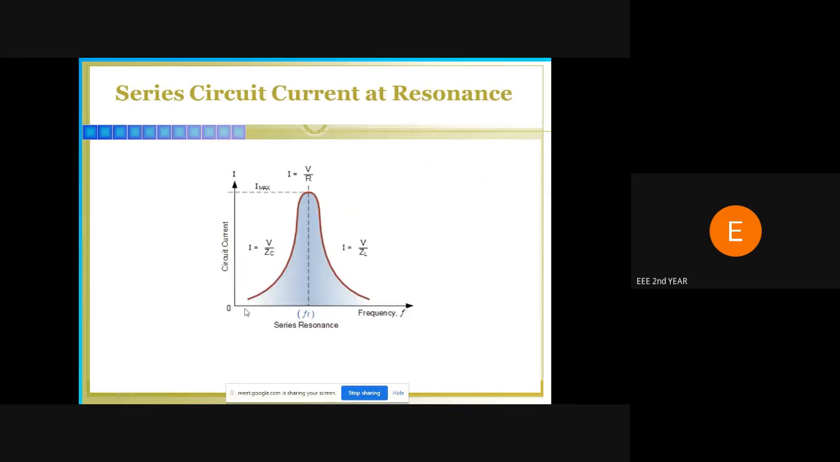So at the resonance point the current is maximum, because there are no storage elements. L and C will cancel each other. It will behave as a short circuit, and the resistance is very minimum. At that point the flow of current is very high. So the peak current is produced, which is mentioned here as I max.